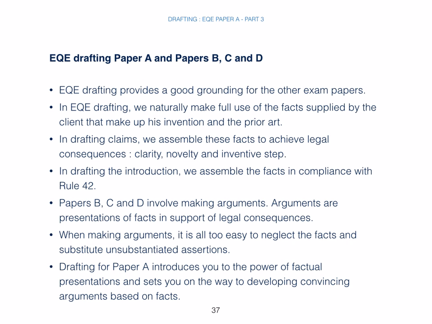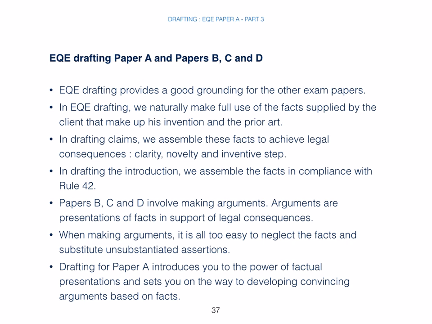In drafting claims, we assemble the given facts to achieve legal consequences, which are clarity, novelty, and inventive step. This is the operation we have been doing during the tutorial. In drafting the introduction, we assemble the facts in compliance with Rule 42. So drafting paper then involves selection and presentation of facts to produce the given legal consequences of novelty, inventive step, and clarity.